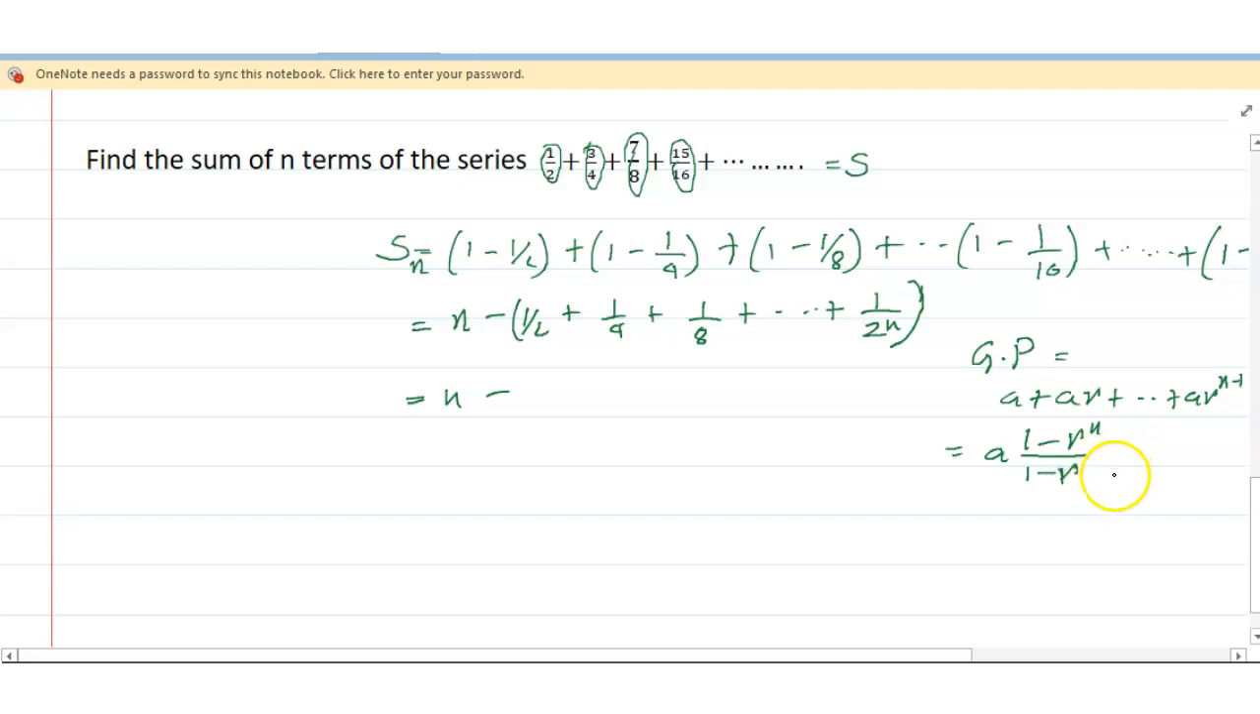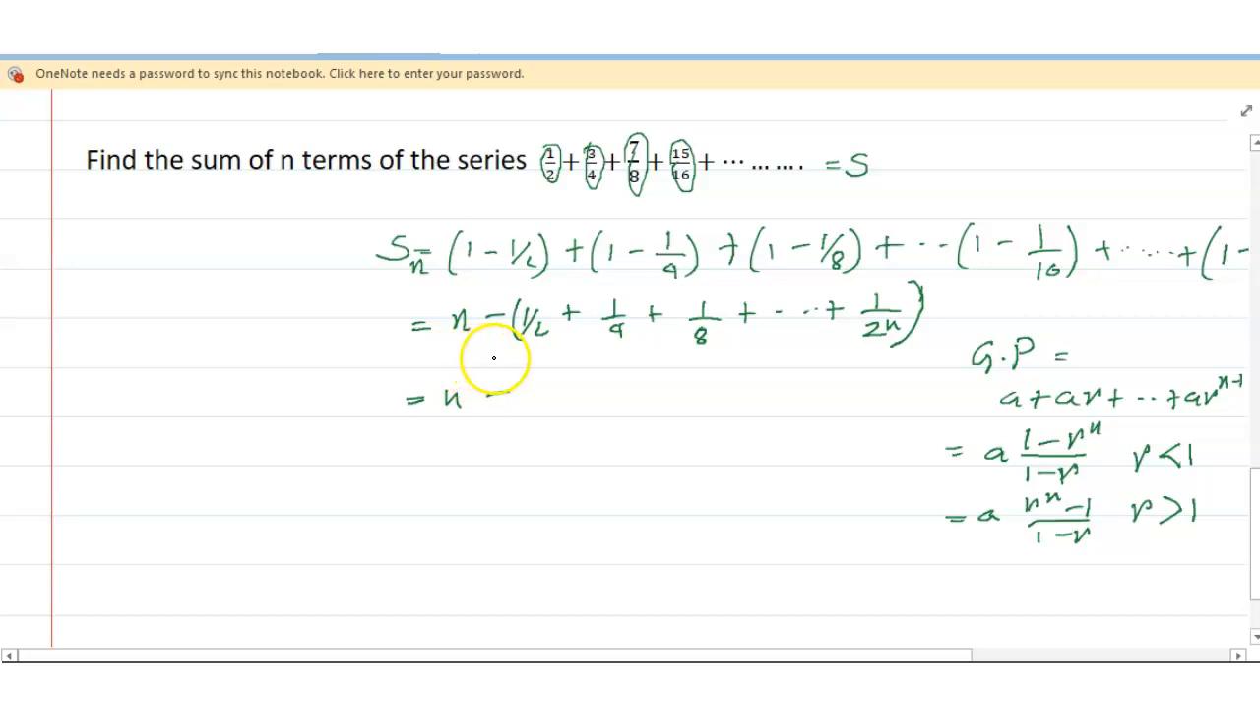if r is less than 1, and a times (r to the power n minus 1) divided by (r minus 1), where r is greater than 1.